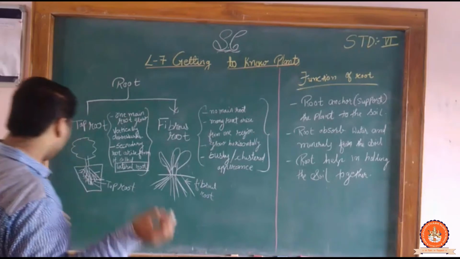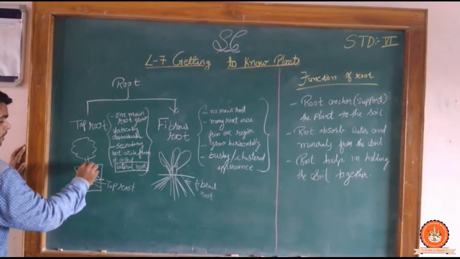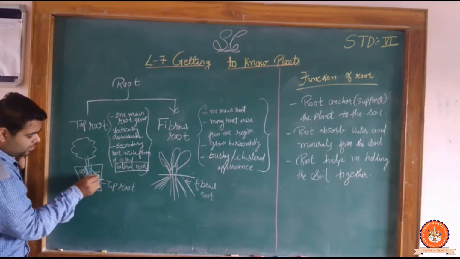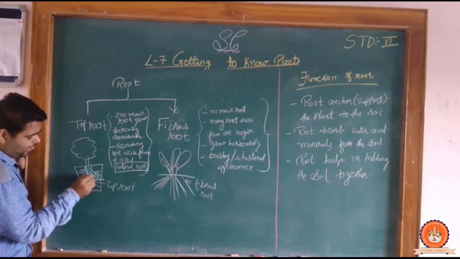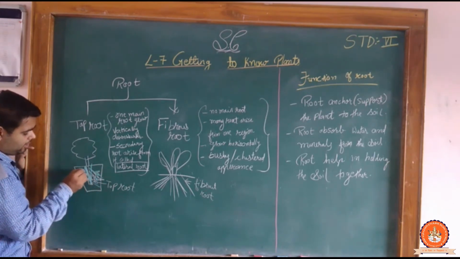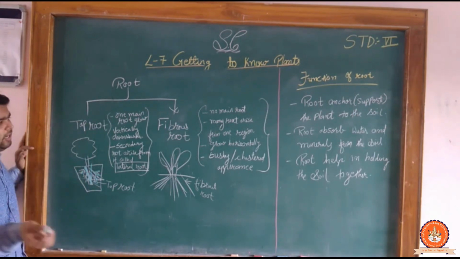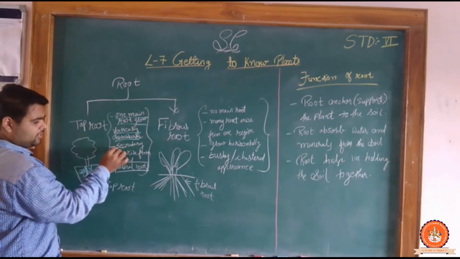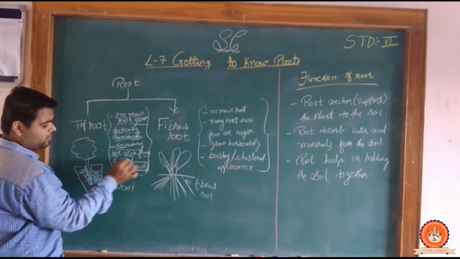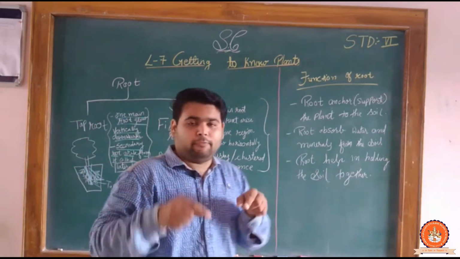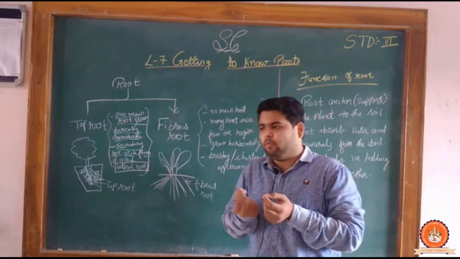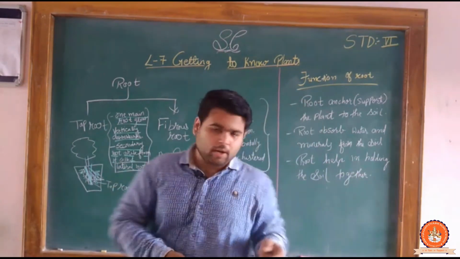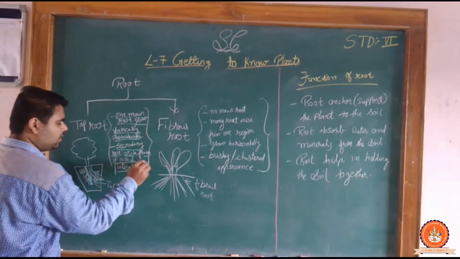Clear? So in the taproot, there is one vertical main root. From that main root, the small subroots arise. एक मेन रूट होगा, उसके अंदर से दूसरे सारे रूट्स निकलेंगे. One main root grows vertically downwards. Secondary roots arise from it, called lateral roots. From the main root, the small subroots arise, known as what? Lateral root. Clear? This is the lateral root.